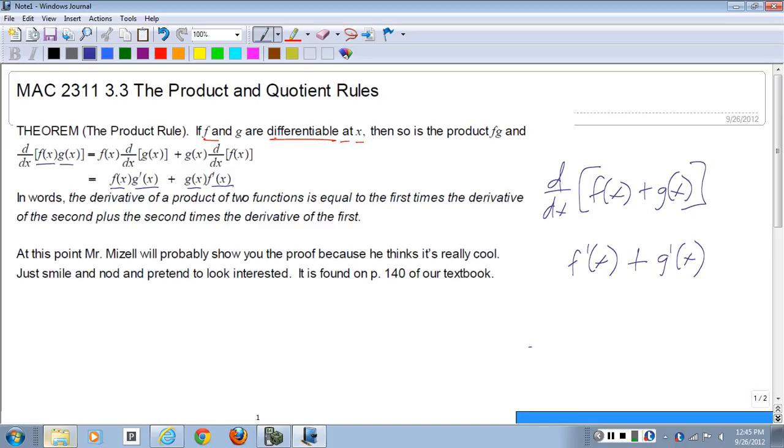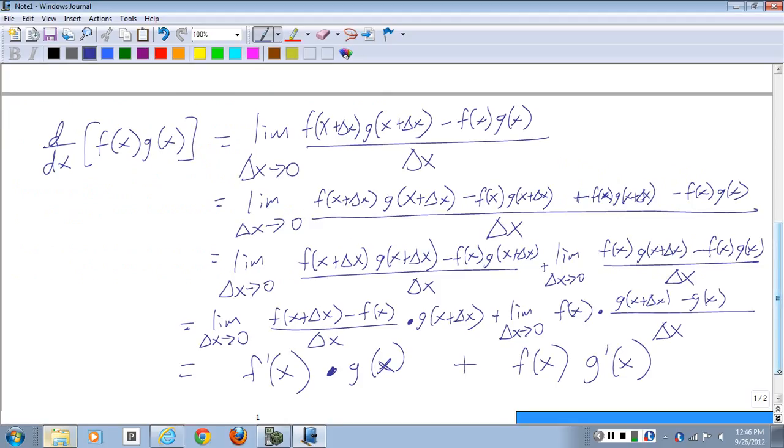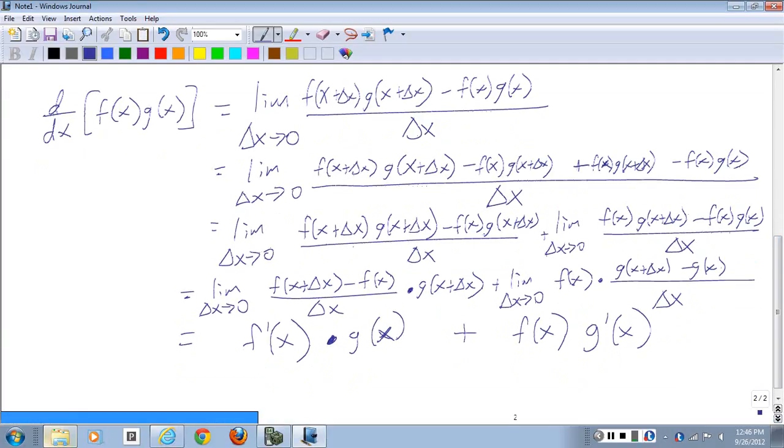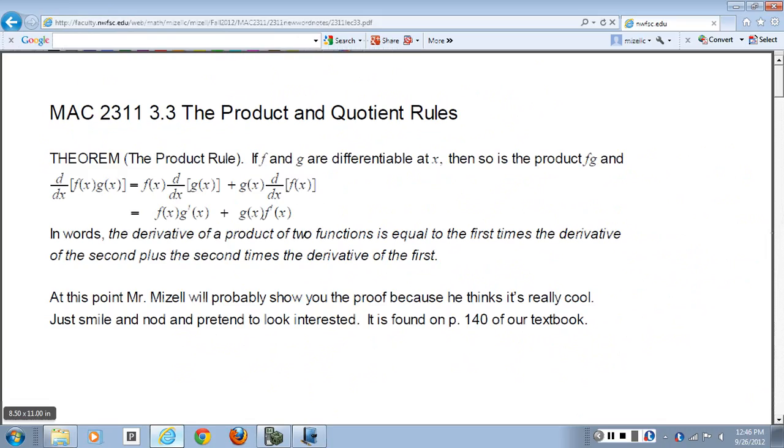It looks like it could be a little bit of a pain, but it turns out to be considerably simpler than having to do something like this whenever we want to find the derivative of the product of two expressions. Let's see what specific function we look at first.